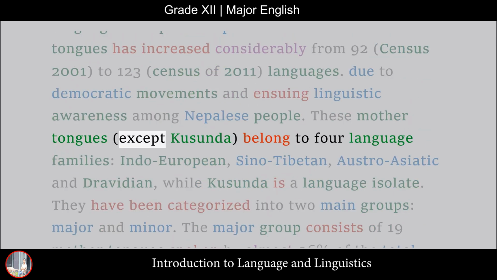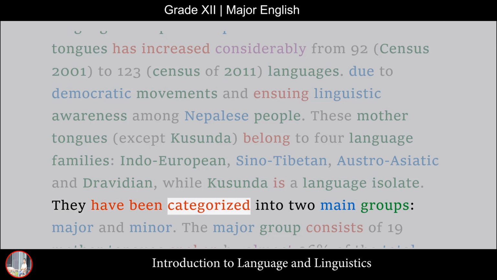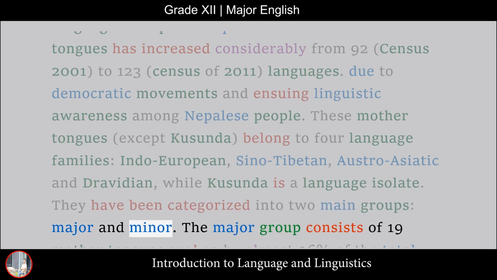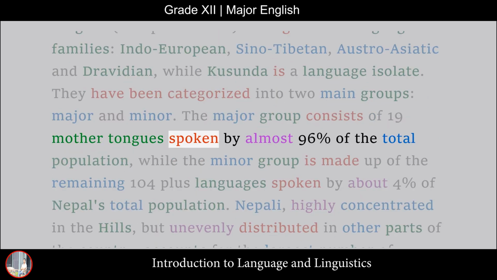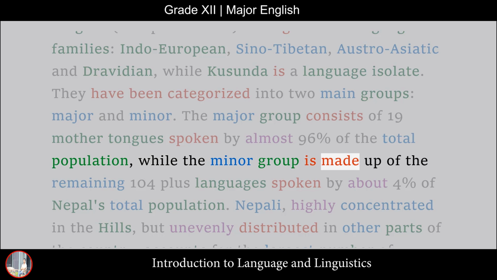These mother tongues, except Kusunda, belong to 4 language families: Indo-European, Sino-Tibetan, Austroasiatic and Dravidian, while Kusunda is a language isolate. They have been categorized into 2 main groups, major and minor. The major group consists of 19 mother tongues spoken by almost 96% of the total population, while the minor group is made up of the remaining 104 plus languages spoken by about 4% of Nepal's total population.